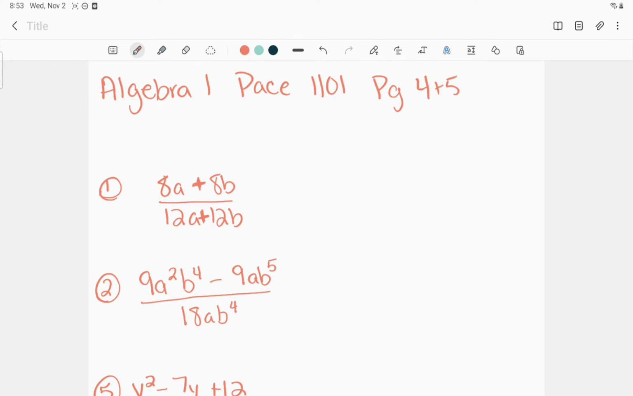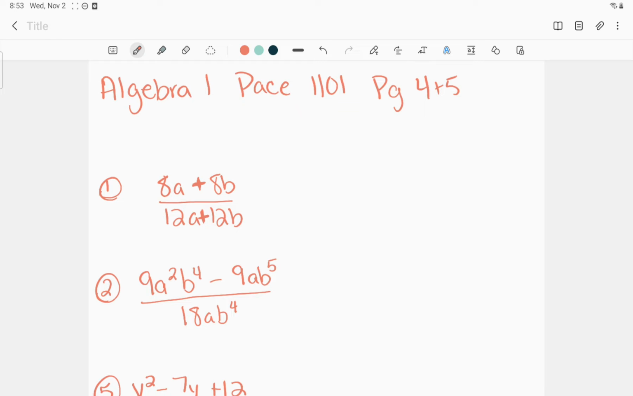Okay guys, this is Algebra 1 PACE 1101 and we're going to go over page 4 and 5. We're not doing page 2 and 3 because this is the basic stuff we learned from, I think it was PACE 1099. So I'm not going to go over that. That is basic reducing to lowest terms.